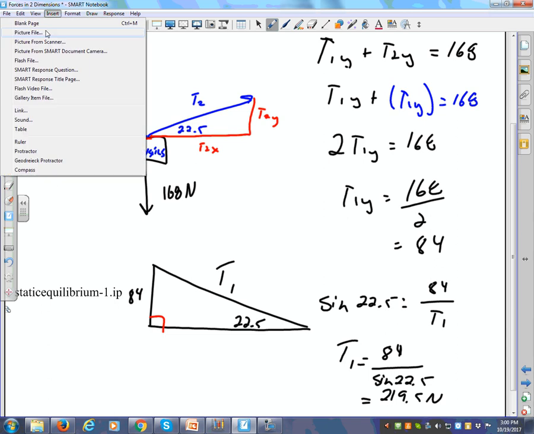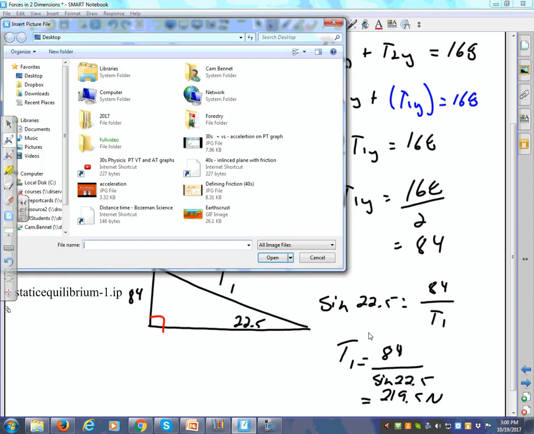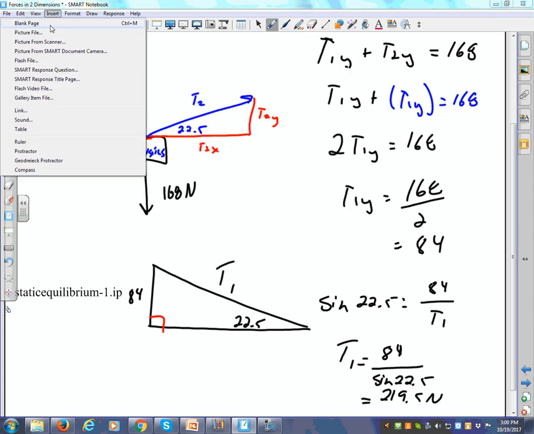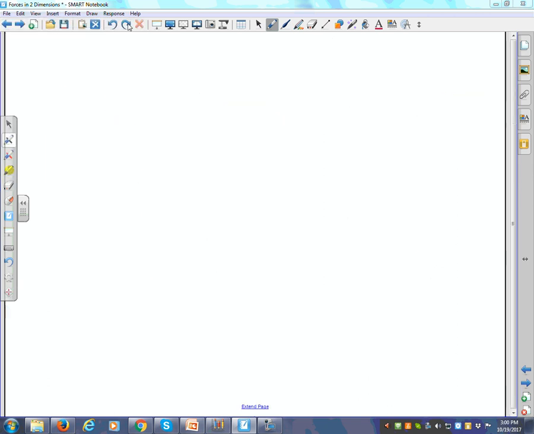Let's say you're stuck in a ditch. No, I don't want to insert picture file. How did you do that on calculator? 84 divided by sine 22.5 equals.